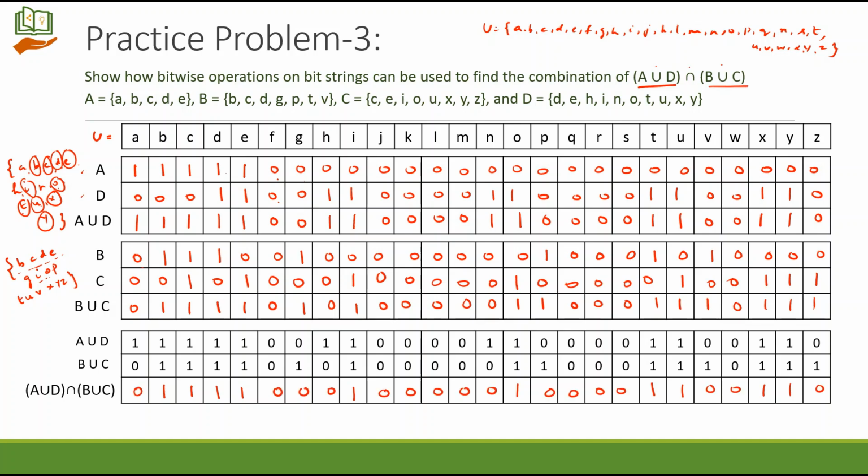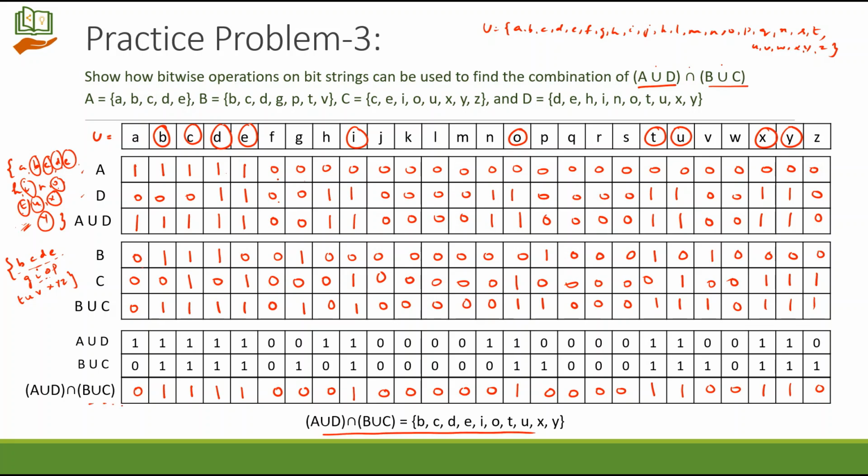Now what are the places where we have 1? Just select. We have B, C, D, E, I. Then we have O, then T, U, then X, Y. Just count the elements: 1, 2, 3, 4, 5, 6, 7, 8, 9, 10. There are 10 elements. That's what we counted here, and I hope it is matching with whatever we marked in the circle here. Now let's take the elements: B, C, D, E, I, O, T, U, X, Y. This will be the answer for this particular operation.